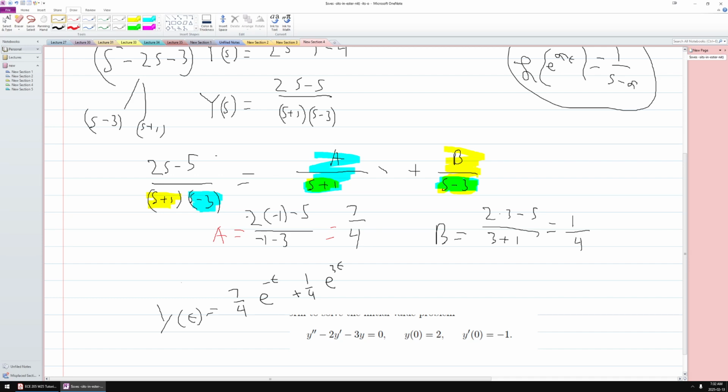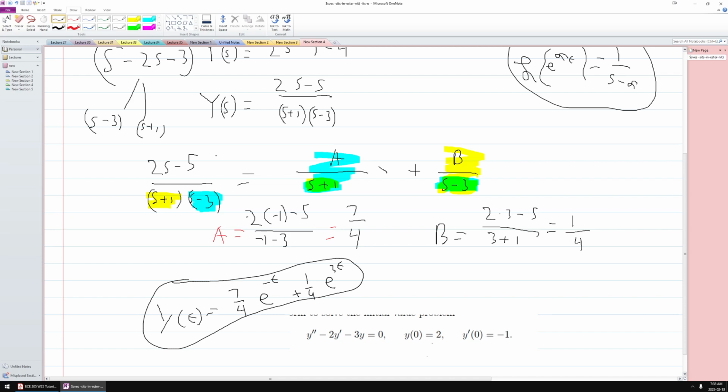I get this guy. And if you want to check it, you know what the fundamental set is. The fundamental set for the DE is going to be e to the negative t, e to the 3t. So my proposed solution is a linear combination of those. Therefore, it will solve the differential equation itself. And then if I want to test for the initial conditions, all I do is plug in 0 and see what we get. So if I plug in 0 for t, I get 7/4 plus 1/4, 8/4, that is 2.